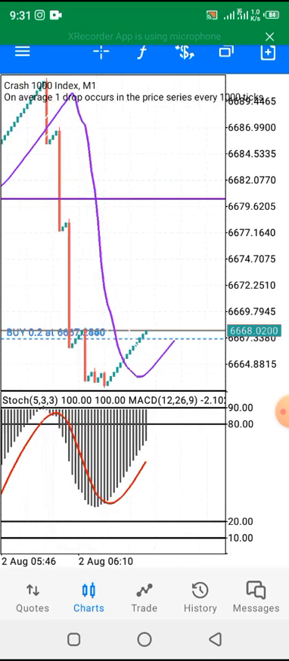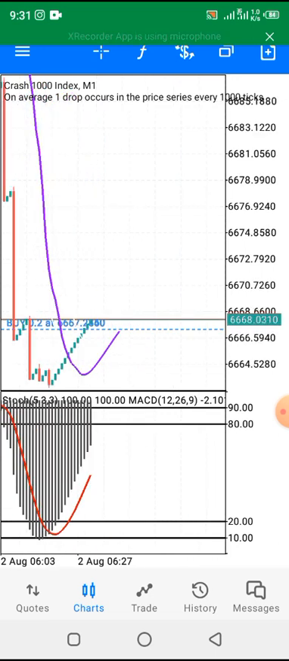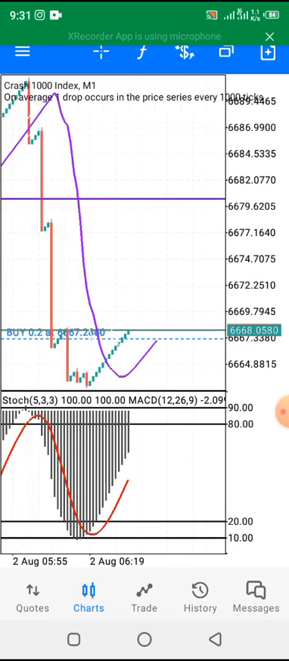As you can see here, guys, I'm already in a trade. I'm already in a buy setup over here, and today I'm going to teach you a really powerful strategy which you can use to trade the Crash 1000 and Boom 1000 index, guys, right?